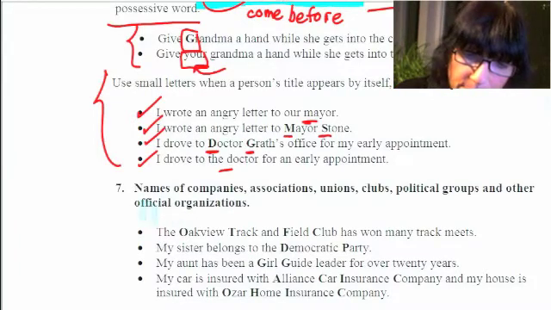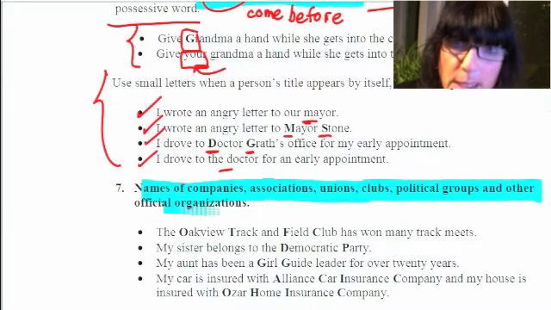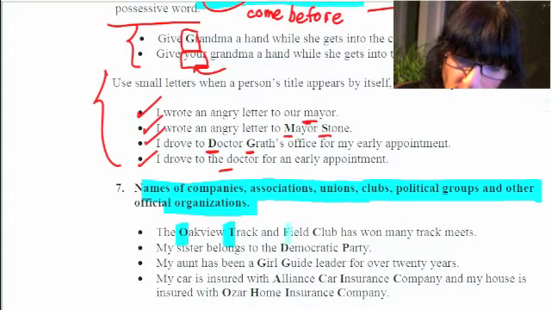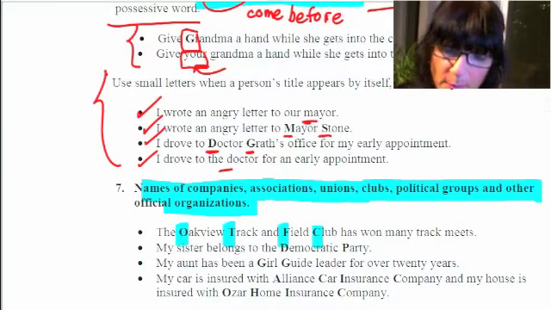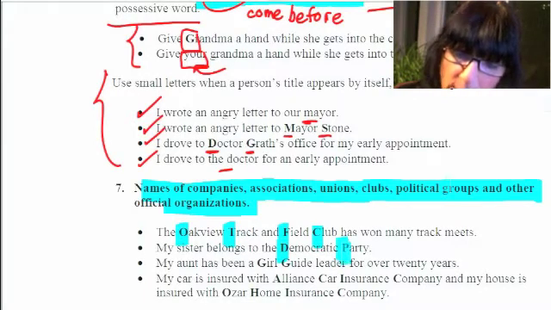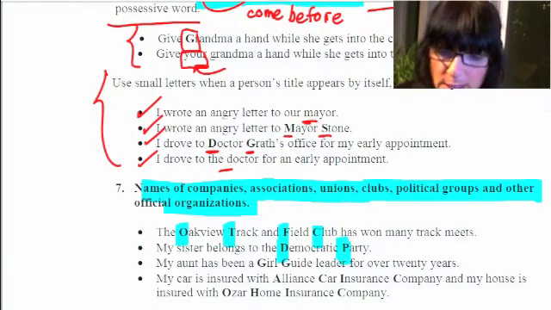The seventh rule is you capitalize all names of companies, associations, unions, clubs, political groups, and other official organizations. And let's look at these examples. The first one. The Oakville Track and Field Club has won many track meets. That is the name of an association or an organization. So you capitalize the O, the T, the F, and the C because it's the name of the club, Oakville Track and Field Club. The second example, my sister belongs to the Democratic Party. It's the name of the political group, which we mention up here, political groups. Democratic Party, if you said the Conservative Party, the Republican Party, all those would be capitalized.